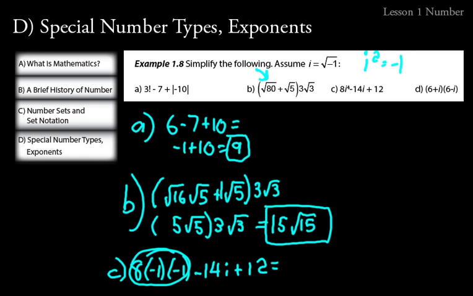So we write the real part first. Remember, on a complex number, the standard form is a plus bi, the imaginary part second. So 8 and 12 is 20 minus 14i.